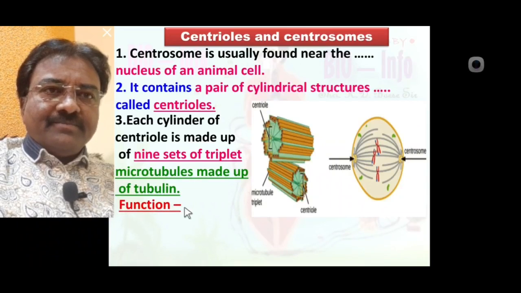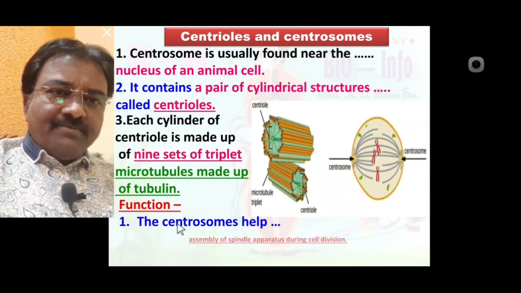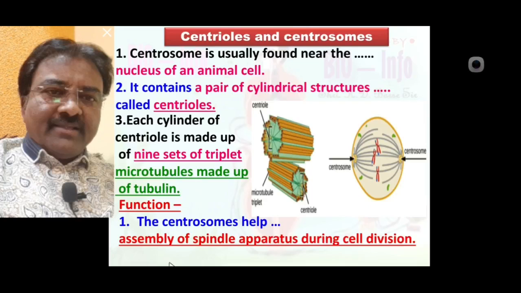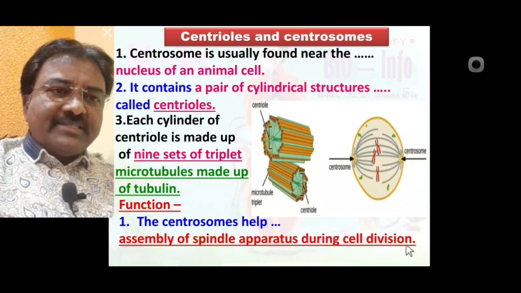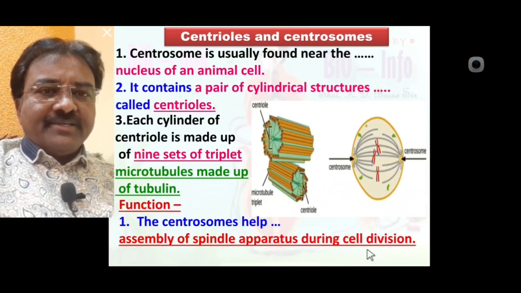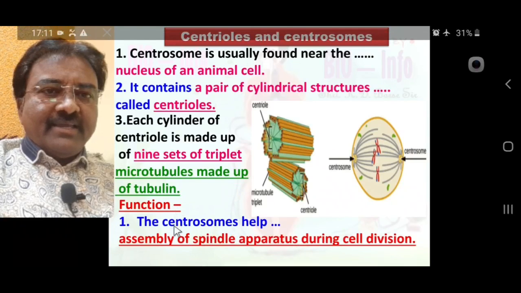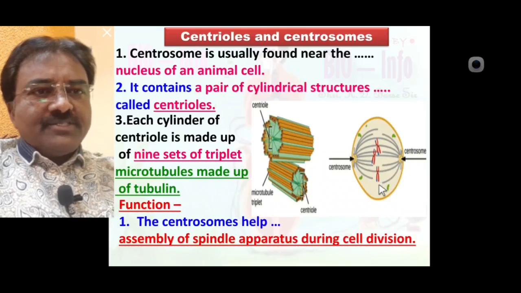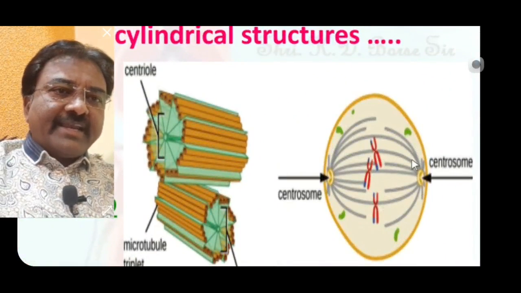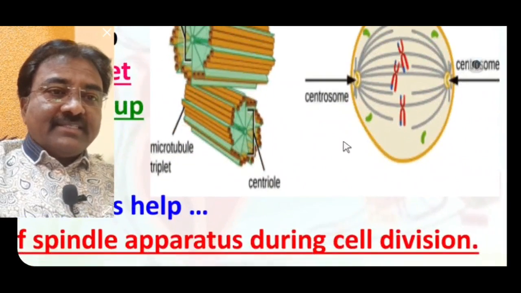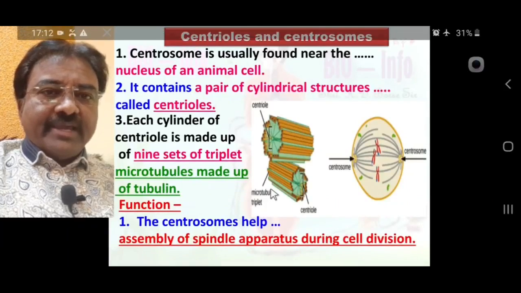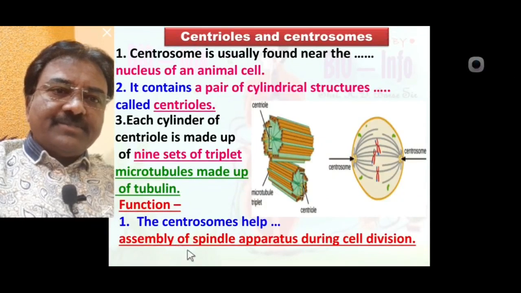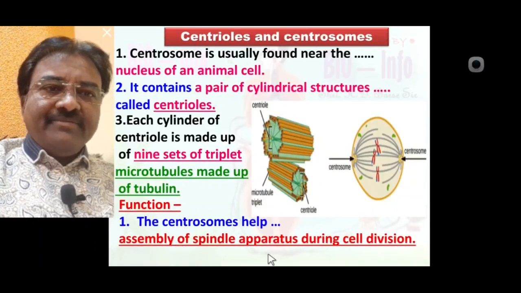Function of centriole and centrosome. The centrosome helps in assembly of the spindle apparatus during cell division, which means at the time of cell division, spindle apparatus formation takes place by the centrosome. So this is the spindle apparatus. On the spindle apparatus, chromosomes are arranged during cell division. So the centrosome helps in assembly of the spindle apparatus during cell division.